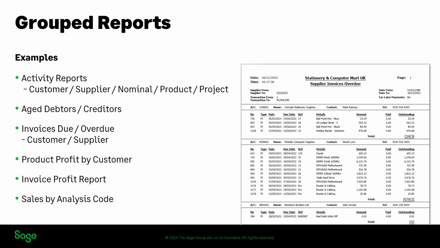So what are the main differences in the report structure for grouped reports? Again, I'll give an example for context, and this time we're going to use the supplier invoices overdue report. So let's pop back to the software.